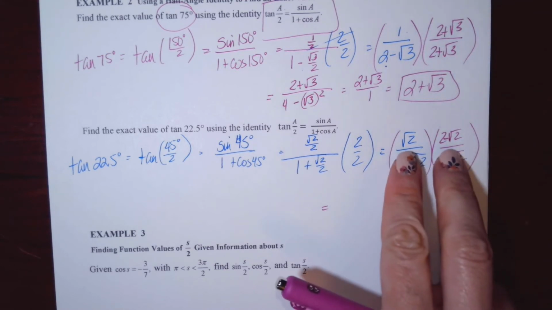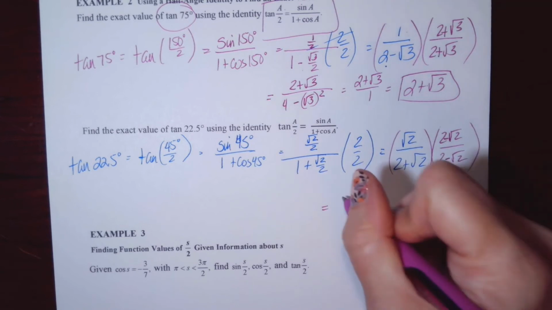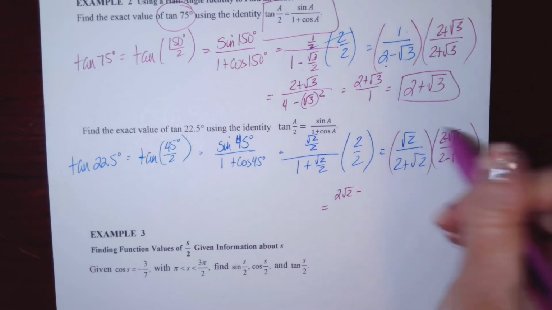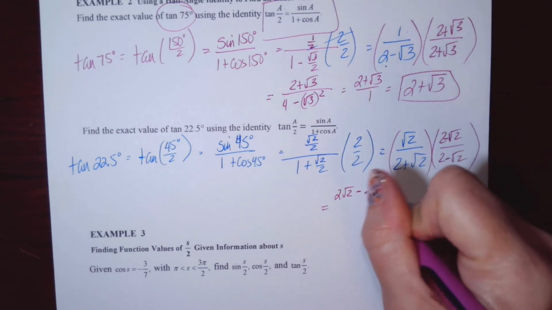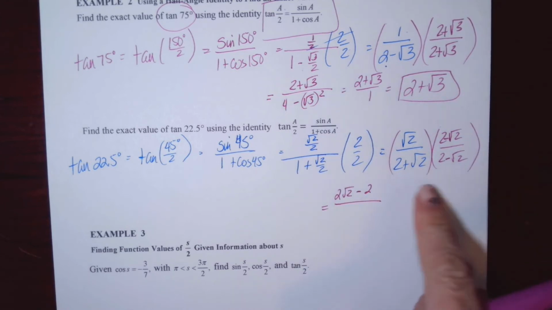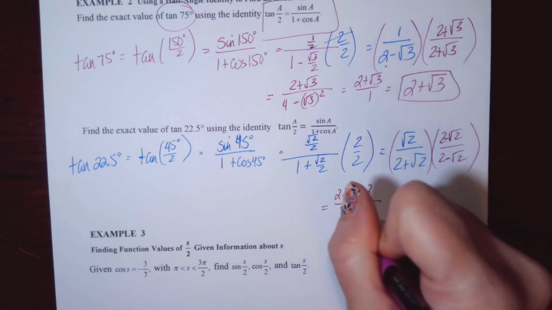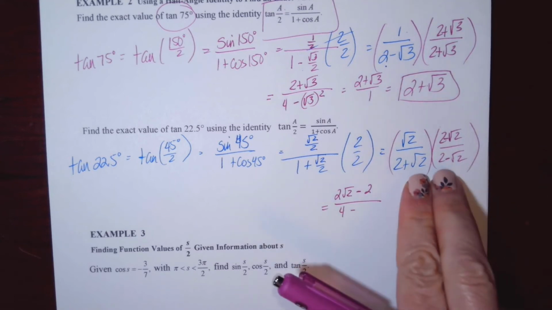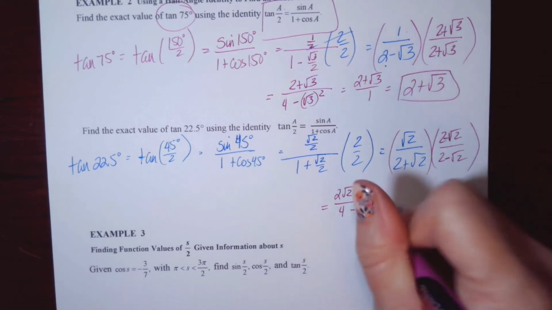My numerator isn't quite as pretty here. Square root 2 times 2 minus square root 2 times square root 2 is just 2. My denominator is going to clean up nicely. 2 times 2 is 4. Outside and inside products add to 0, and this ends up being minus 2.